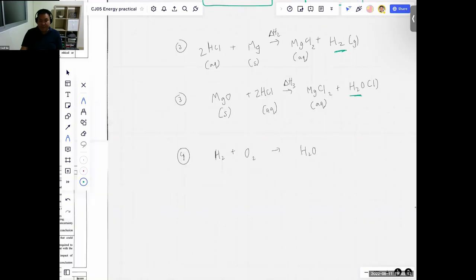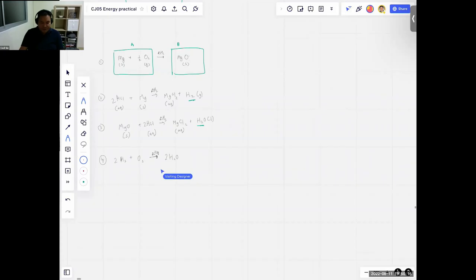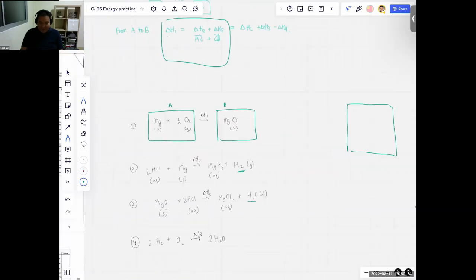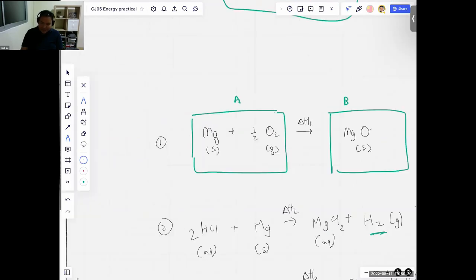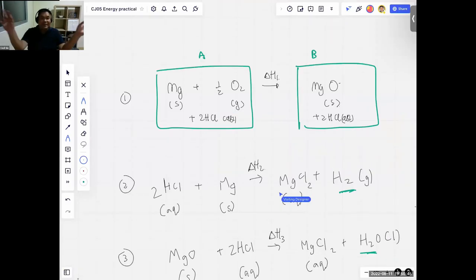H2 plus O2? Yeah. Become H2O. Of course, you understand. Good. Then we call this thing delta H4. Yes. And then this thing, oh, this one, you add 2HCl. Two HCl equals. Am I allowed to do that? Yes, because I'm adding the same thing, yeah?